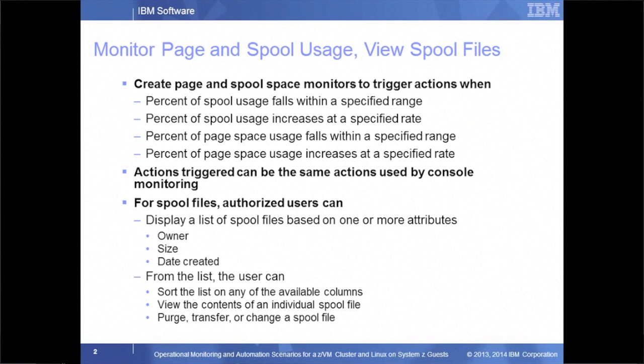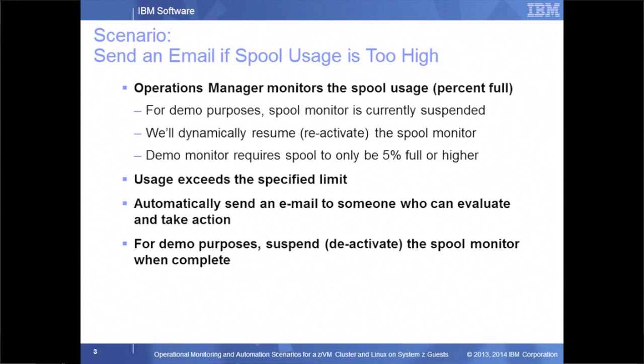So now let's go over and look at the demo that we're going to do. In this scenario, we're going to monitor the spool usage. And for demo purposes, we have the monitor set artificially low. So the monitor only requires that the spool be 5% full or higher. Obviously, I don't want this monitor running all of the time because the spool is always 5% full or higher.